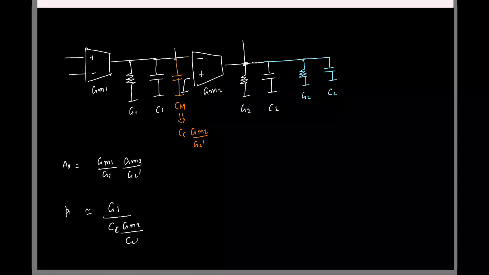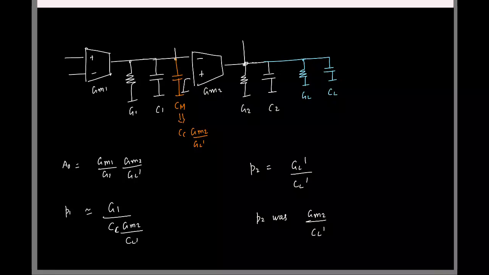So what will happen to second pole location now? It will be now GL prime by CL prime. But before, what was it? It was Gm2 upon CL prime, right? And so if I do that, what will happen to the phase margin now?